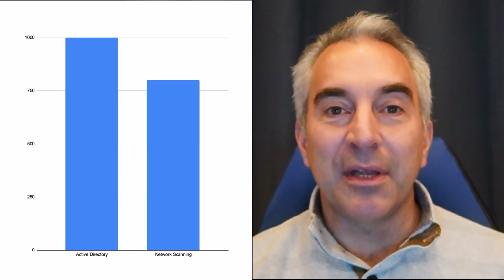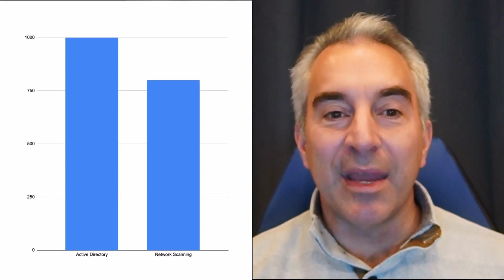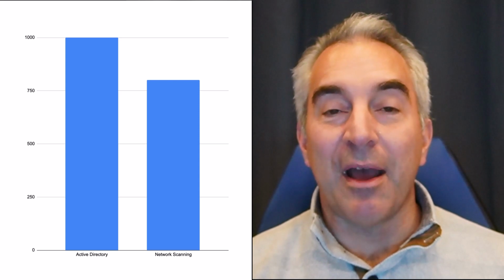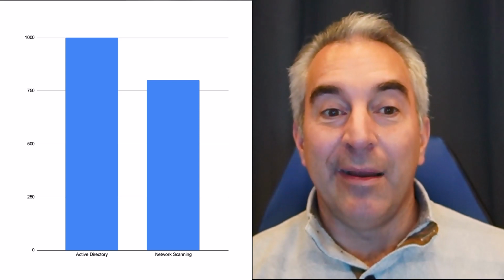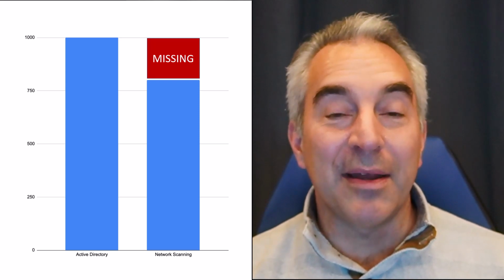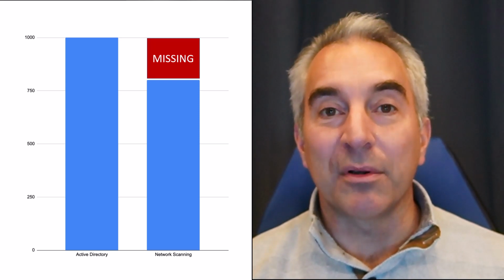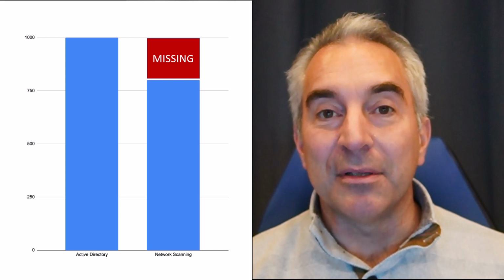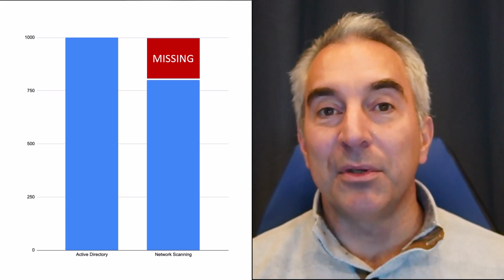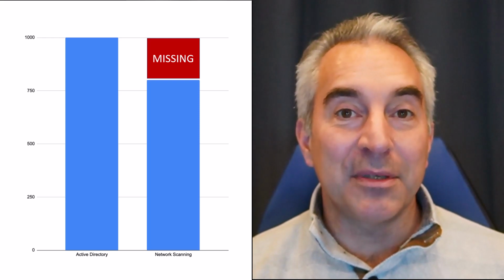For example, let's say you did a vulnerability scan and you came up with 800 computers, but you went to Active Directory and asked, how many devices are part of Active Directory? You're missing a couple here. Well, maybe those computers weren't there that day. Maybe they were turned off. Maybe they were working from home. Maybe there was a network configuration that didn't let you get to those things. There are a lot of reasons why those computers can be missing.